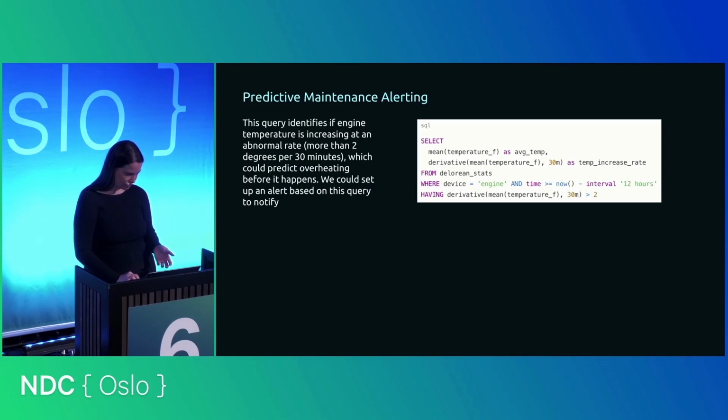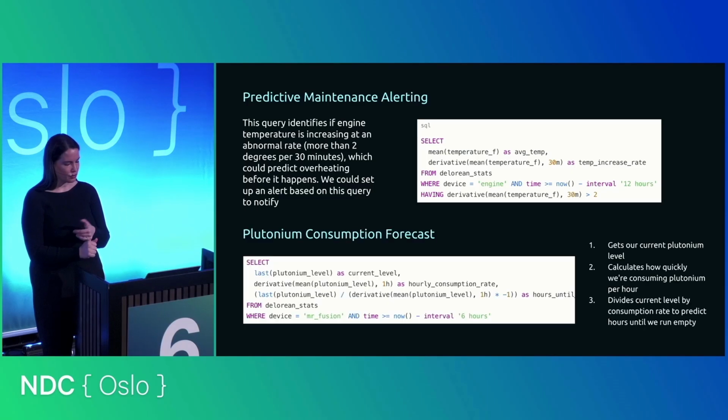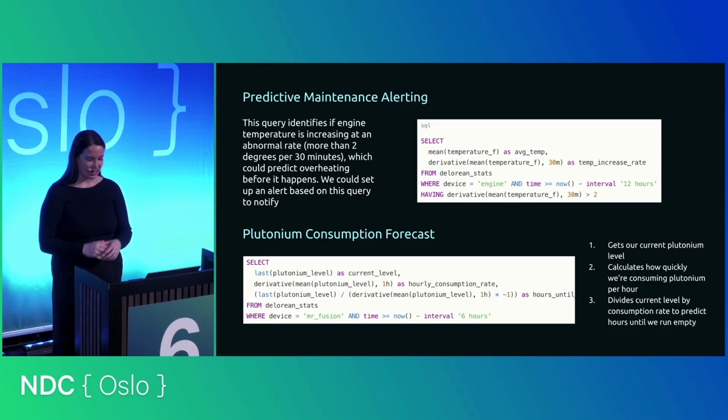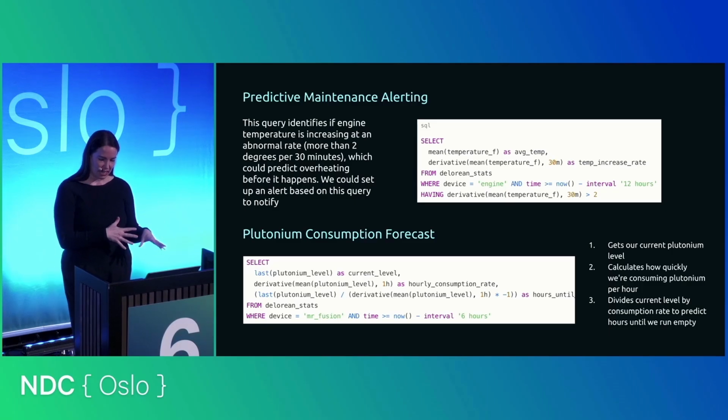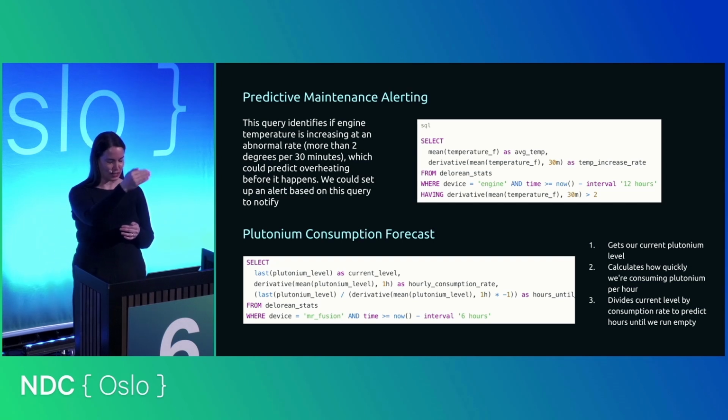The plutonium consumption forecast is something that's even more practical. It predicts when we'll run out of it. So it gets our current plutonium levels and then calculates our hourly consumption rate, then divides the level by the rate to determine the hours until empty.